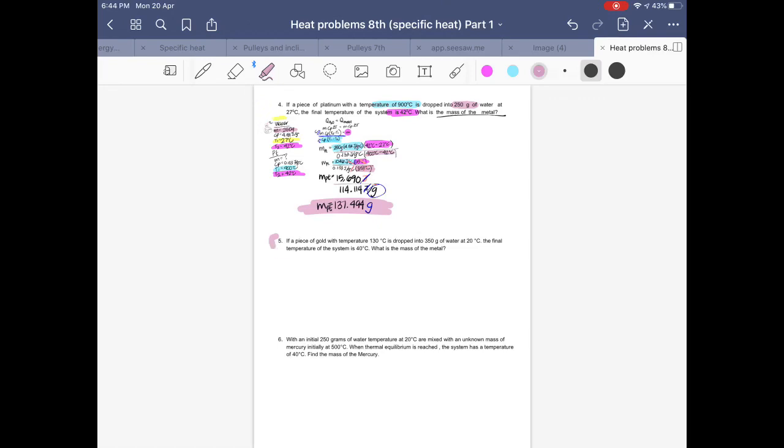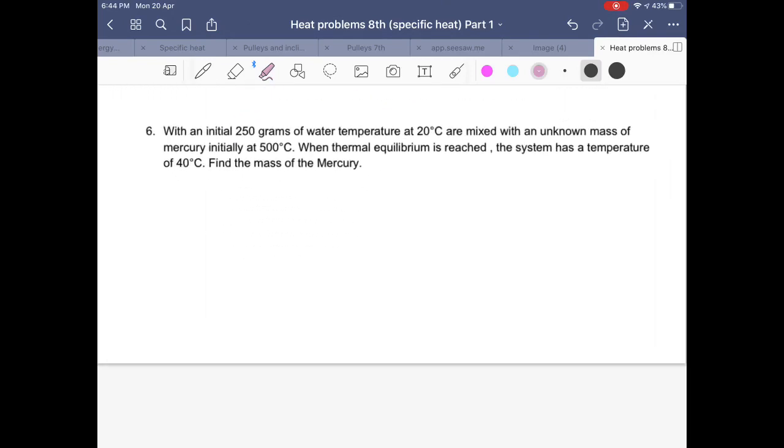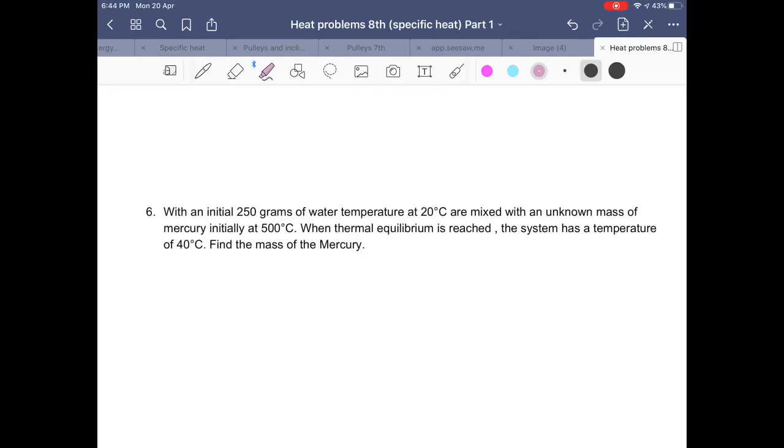Okay, now I want you to do problem number 5 by yourselves, and I will do number 6 with you. An initial 250 grams of water at a temperature of 20 degrees Celsius are mixed with an unknown mass of mercury initially at 500 degrees Celsius. When thermal equilibrium is reached, the system has a temperature of 40 degrees Celsius. Find the mass of the mercury.